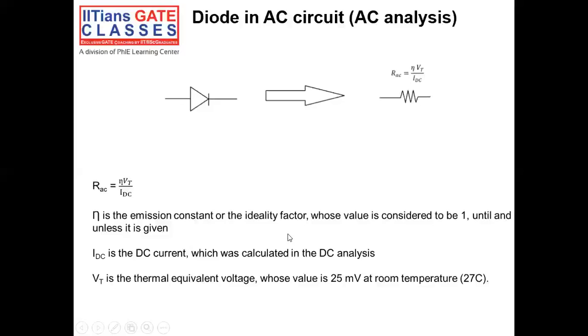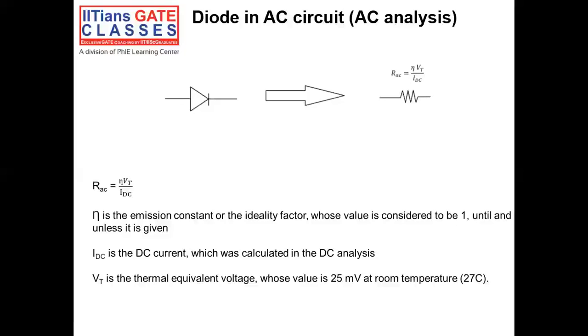A diode in an AC circuit behaves as a resistor, right? In DC we have seen that it is replaced with a battery in series with a resistor, while in the AC circuit the diode is merely a resistor, correct? And the value of that resistor is eta Vt by IDC.